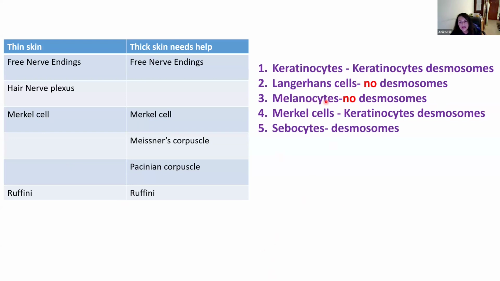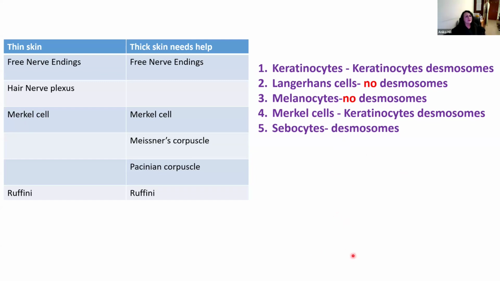Okay, melanocytes have no desmosomes, and if you remember, what I said was that if the keratinocyte is biting off a piece from the melanocyte, then desmosomes shouldn't really be there, blocking this process. The Merkel cells have to be anchored because if they are continuously moving, they're going to monitor false stimuli, not a touch from the outside world. And sebocytes also have desmosomes.